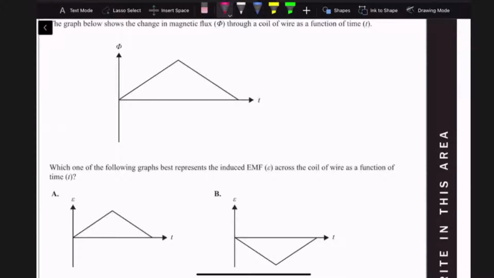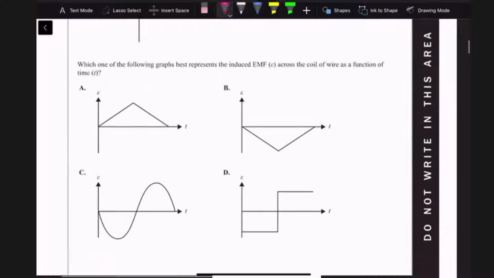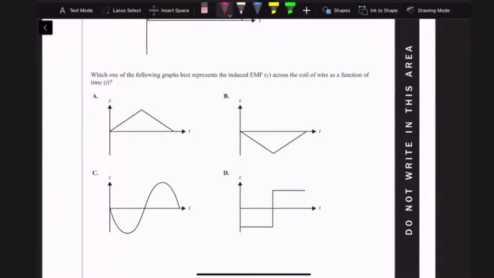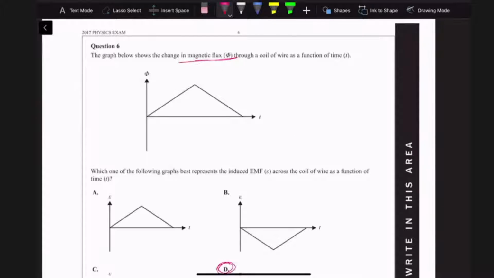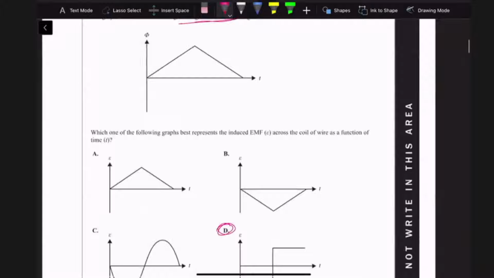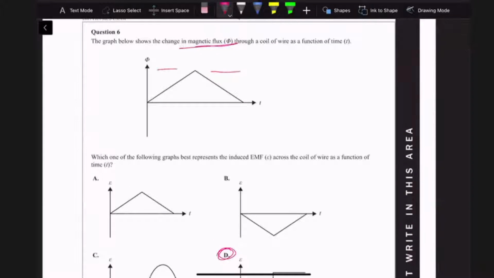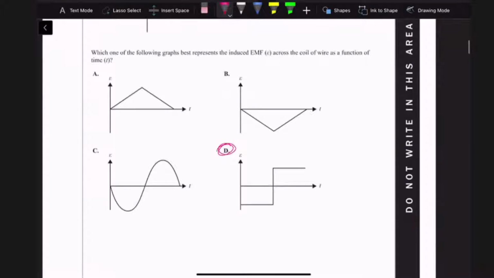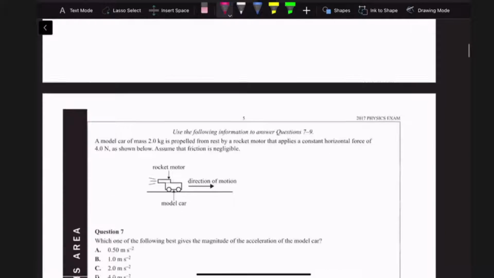So now we have magnetic flux, and we're looking for EMF. You can easily see the answer is going to be D, because EMF is the gradient of the flux graph, and the gradient would be horizontal straight lines, and the only one that has that is D. So yeah, it's pretty simple.